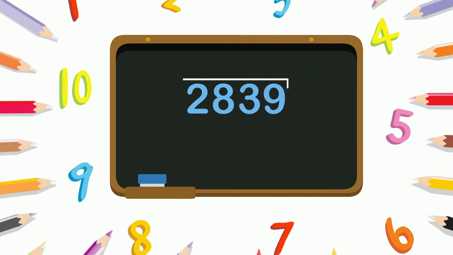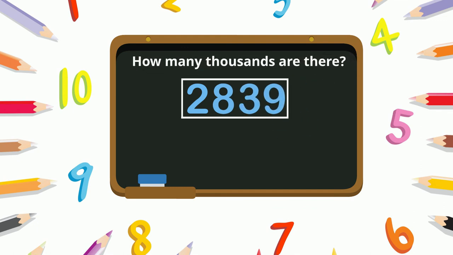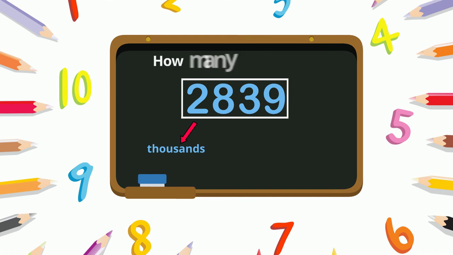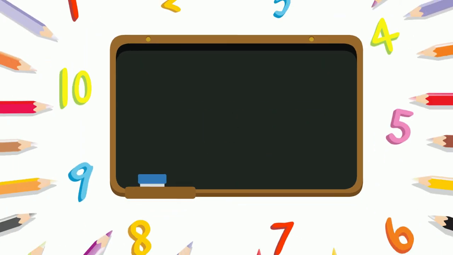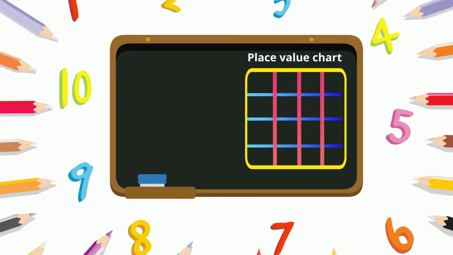2839. In this number, how many thousands are there? 2, as it is fourth from the left, that is the place of thousands. And how many tens are there? 3, as it is second from left, that is the place of tens. Therefore, 2839.